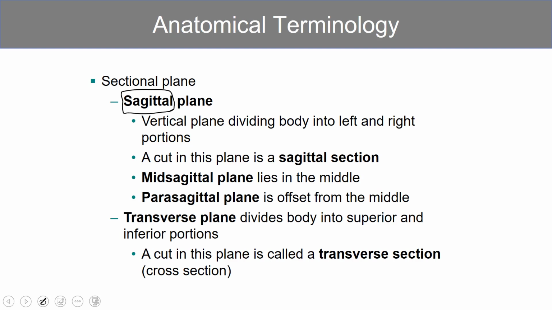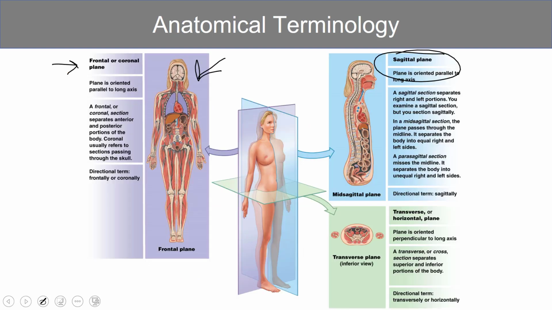The last plane that we're going to discuss today is the transverse plane. This is a plane that divides the body into superior and inferior portions. A cut in this plane is called a transverse section or cross section. And down here in green we have the transverse plane. So by cutting the body into superior and inferior portions, you get a transverse or a horizontal or cross section, as it may be. So these are different ways in which we can section the body.